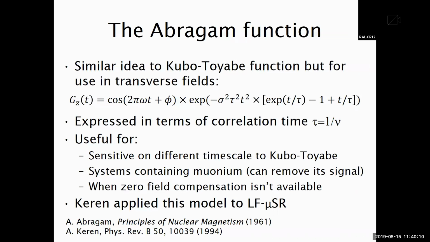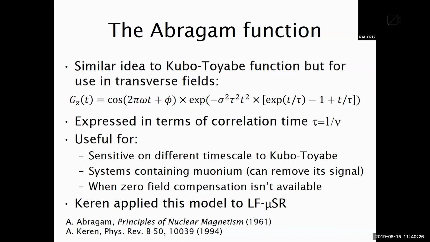So that's very complicated for the data. But if you're doing these sort of transverse field measurements, that muonium signal can be removed from the data, and then you can look at the data you're interested in. And I think back in the day when zero field compensation wasn't quite as good as it is today, this was used much more commonly.